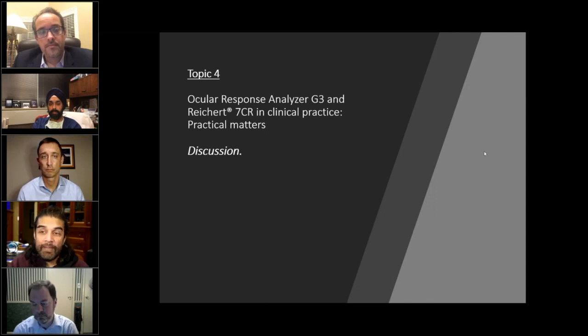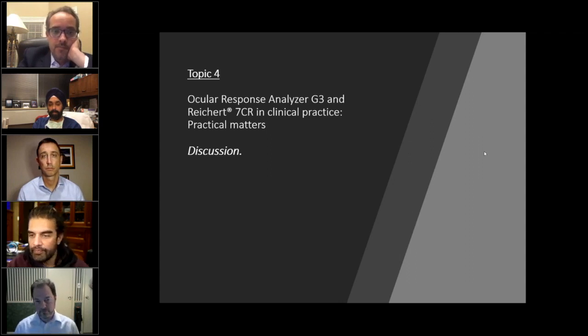Some questions about reliability. When do you worry about ORA accuracy with certain corneas, pathologies, or other findings, where you have to be concerned this may not be a reliable or accurate measurement? Whether it's corneal scars or corneal edema or Fuchs or other pathology.